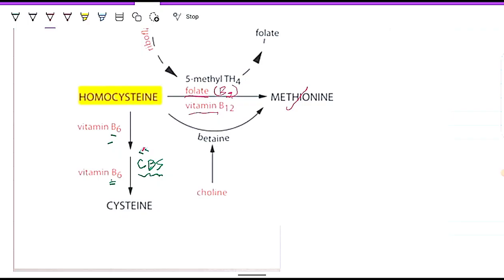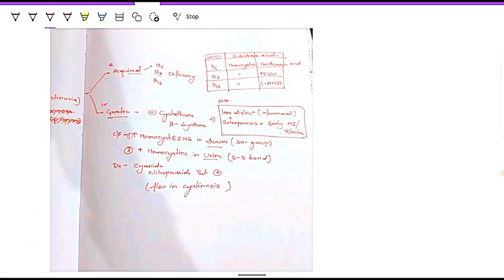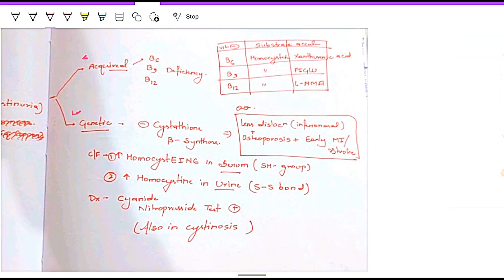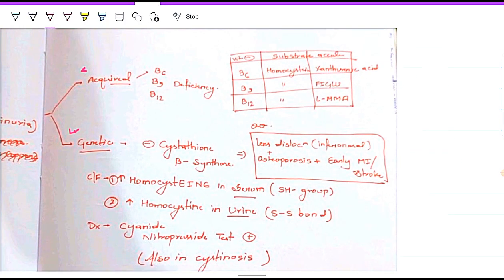Okay. And also if vitamin B6 is absent, there will be elevation of homocysteine, because it will not be converted to its respective products. So this is how acquired homocystinuria is caused, due to deficiency of vitamin B6, B9 and B12. Now, if a patient has acquired homocystinuria, how will we differentiate whether it's due to vitamin B6, B9 or B12 deficiency? So what will be the substrate accumulated in each of the vitamin deficiencies?